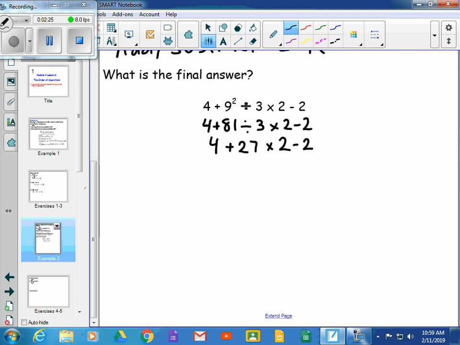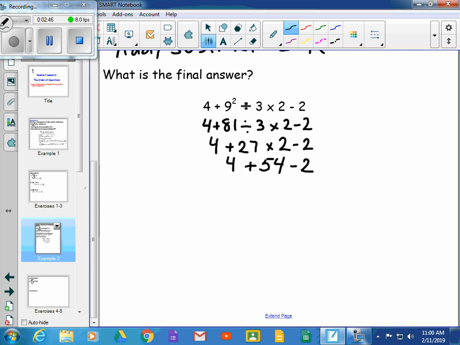I'm going to look at the next step that I just wrote. We have adding, we have multiplication, we have subtraction in there. Multiplication comes first. 27 times 2 is 54. So I'll write that product right below it. I bring everything else down.